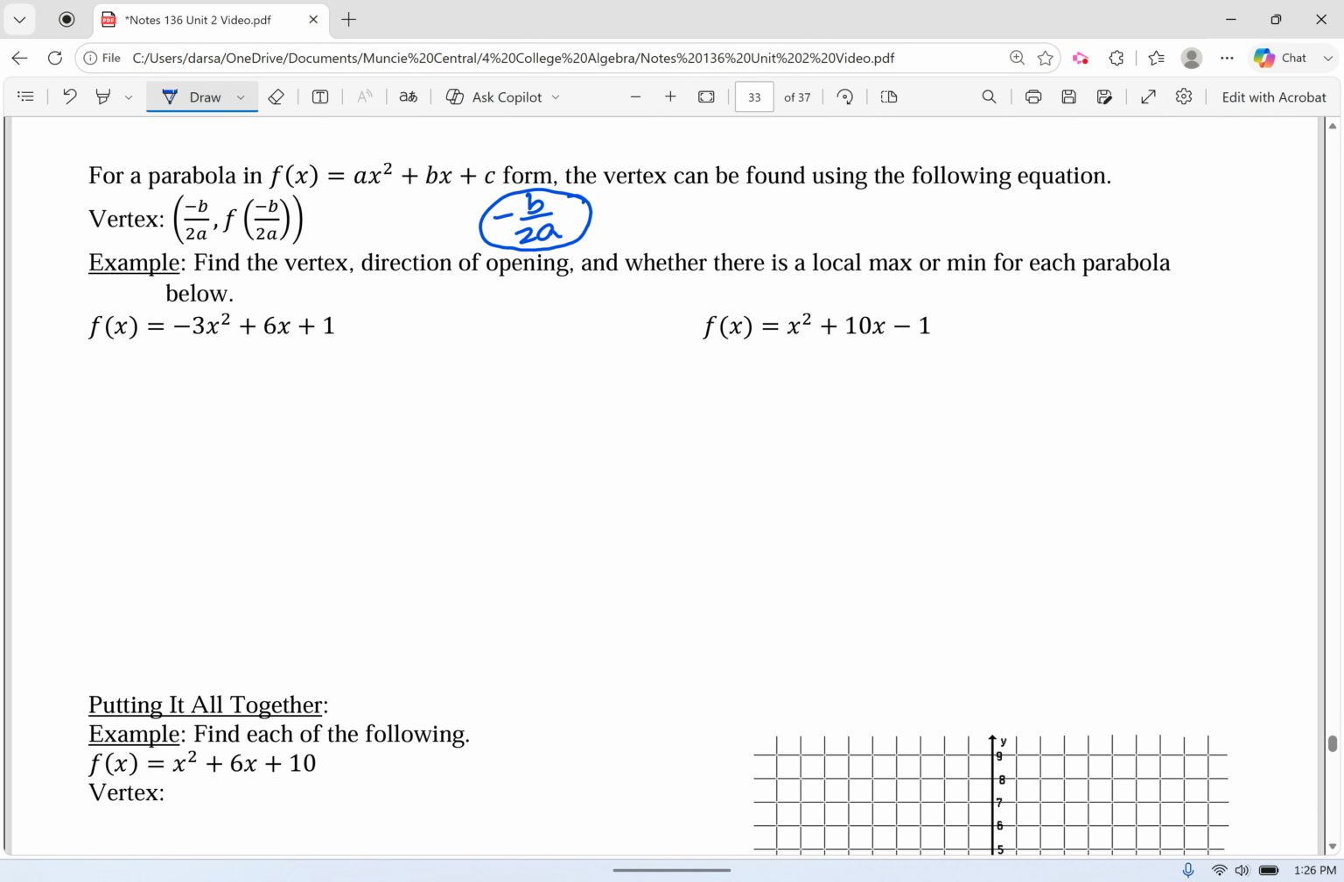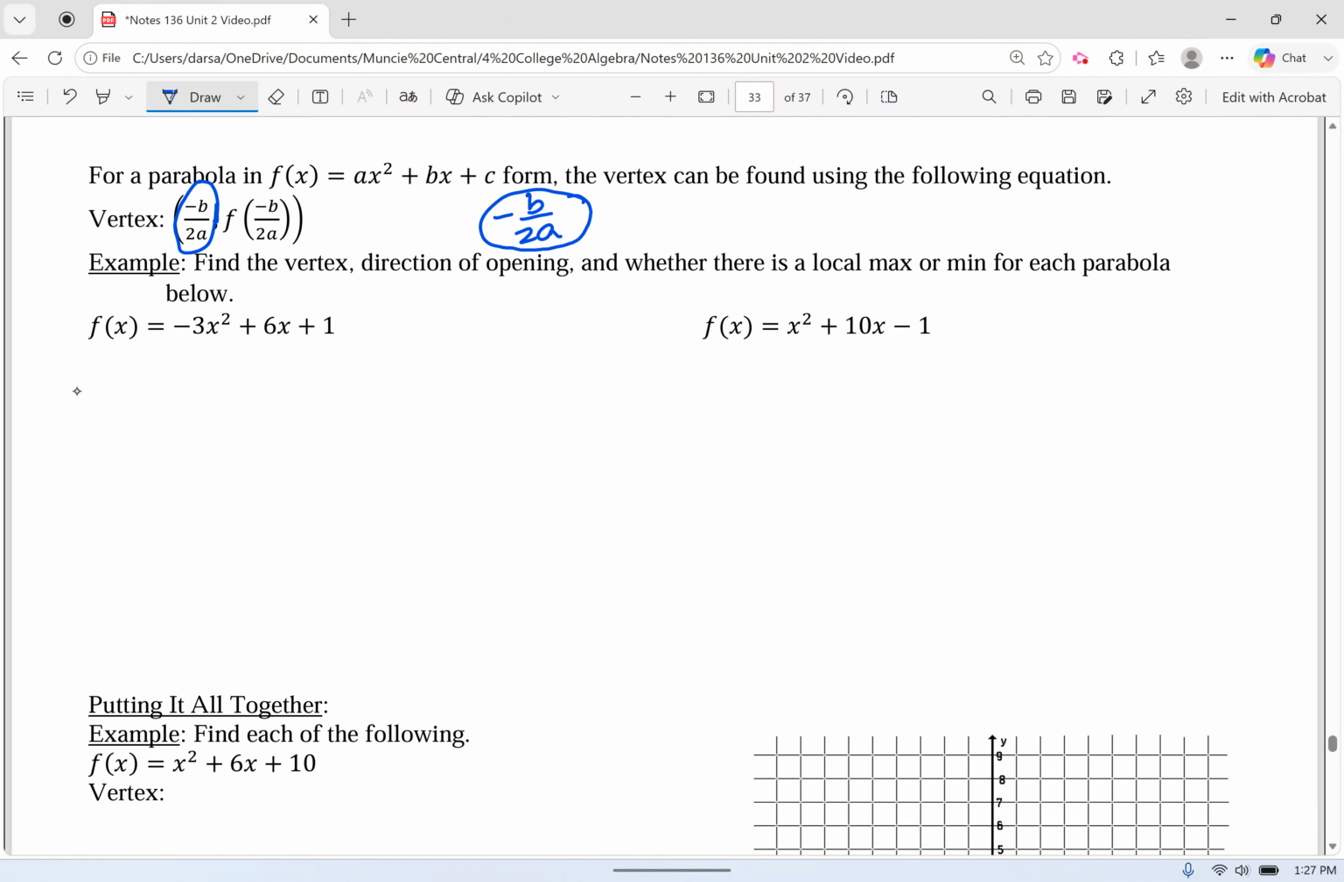Okay, so what is negative b over 2a going to give us? Well, negative b over 2a is going to give us the x value of the vertex. And then how do we find the y value? Well, if you know the x value of any function, you can plug it into the original formula and that'll give you the y value. So again, we really need to get that negative b over 2a and keep it in our brain, because that's how we're going to find the vertex when it looks like ax squared plus bx plus c.